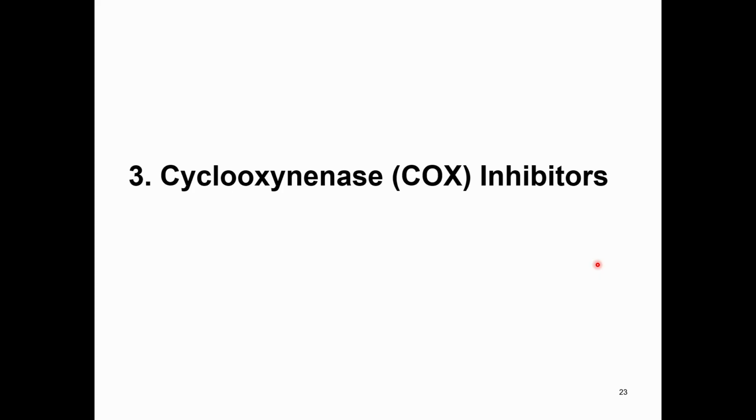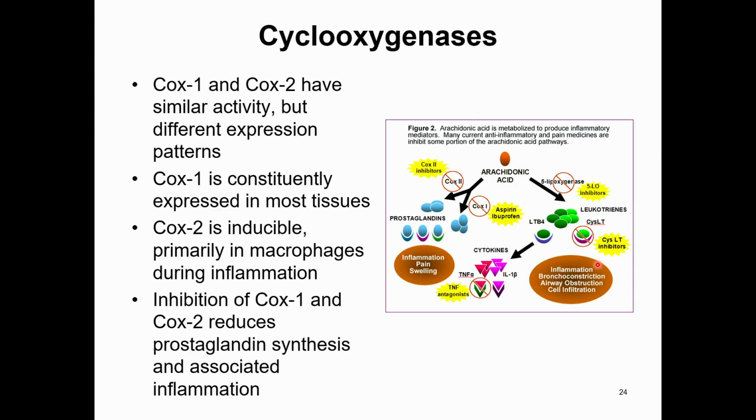Another example would be COX inhibitors. So COX inhibitors actually inhibit cyclooxygenase, and there are a bunch of these. So what's up with cyclooxygenases, abbreviated COX? So there are two of them, actually, two enzymes called COX-1 and COX-2, and they have very similar activity. They're both cyclooxygenases, but they have different expression patterns. So they're expressed in different places in the body.